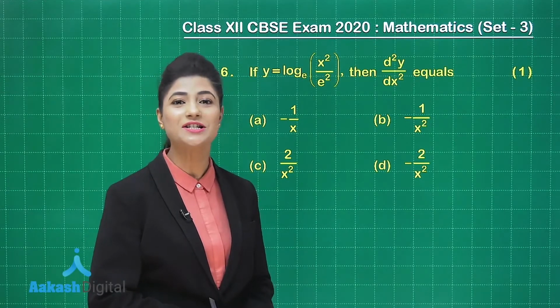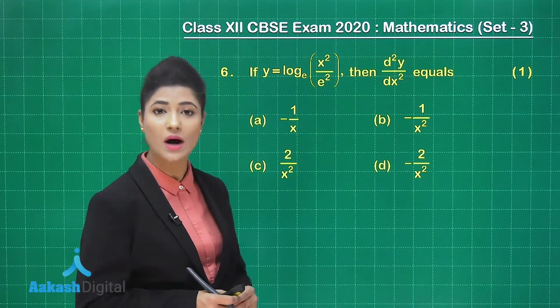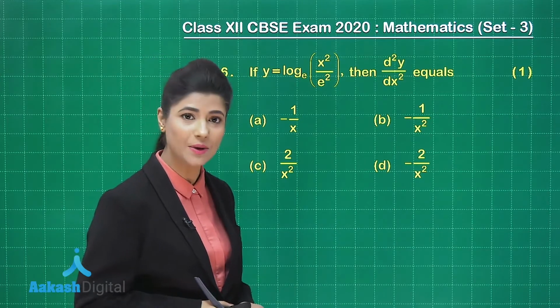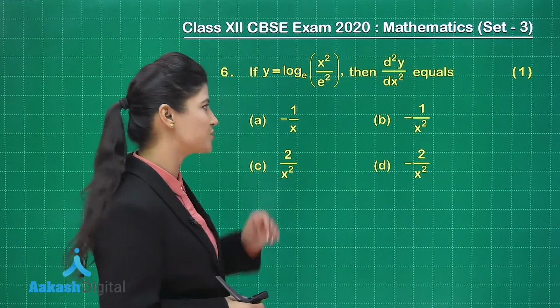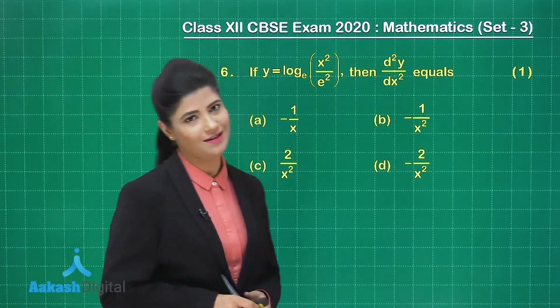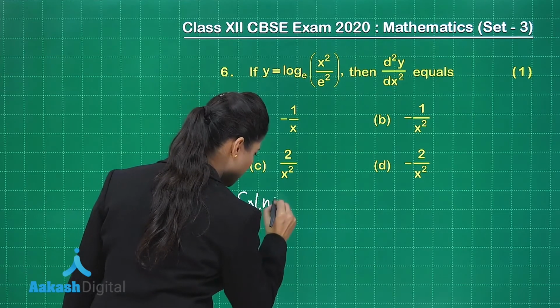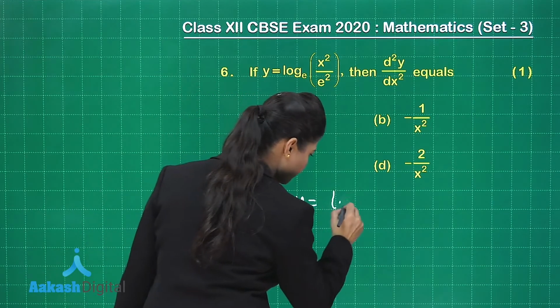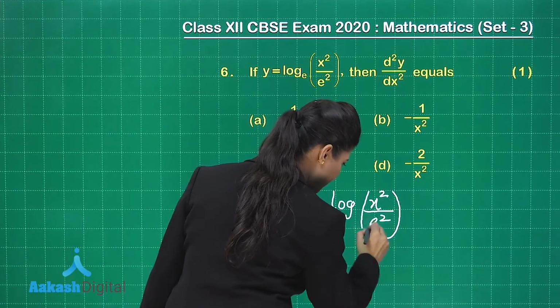Now let's take up question number 6. This is also a 1 marker question, and it states that if y is equal to log x square by e square with base e, then d2y by dx square equals which of these options? This is a question related to derivative, and you can see here what is the value of y given? y is equal to log x square upon e square with base e.